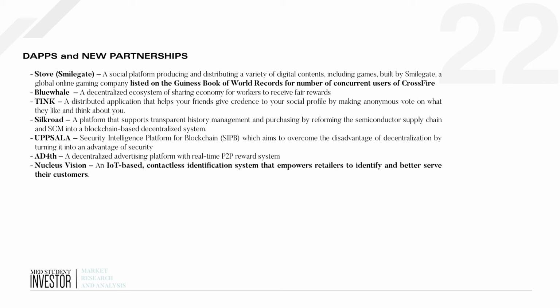Tink, a distributed application that helps your friends give credence to your social profile by making anonymous votes on what they like and think about you. Silk Road, a platform that supports transparent history management and purchasing by reforming the semiconductor supply chain and SCM into a blockchain-based decentralized system. Upsala, Security Intelligence Platform for Blockchain, SIPB, which aims to overcome the disadvantage of decentralization by turning it into an advantage of security.